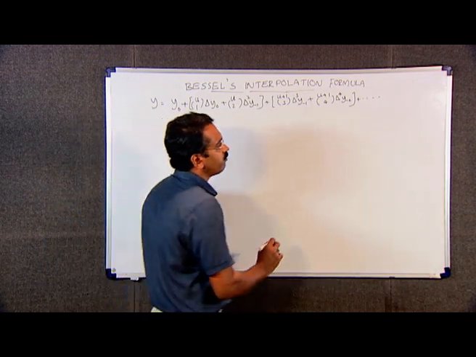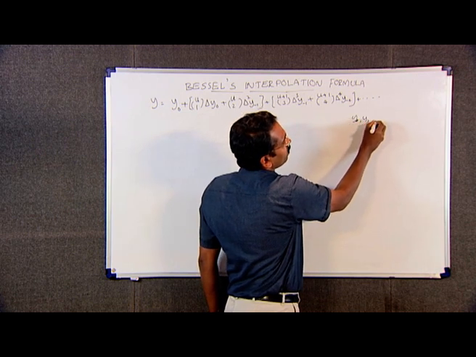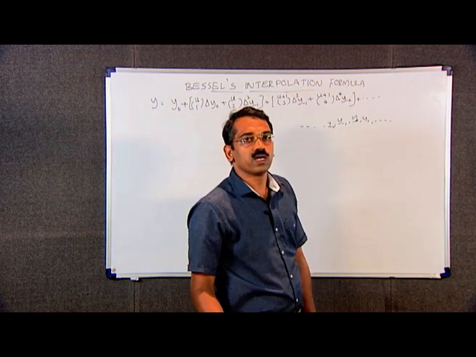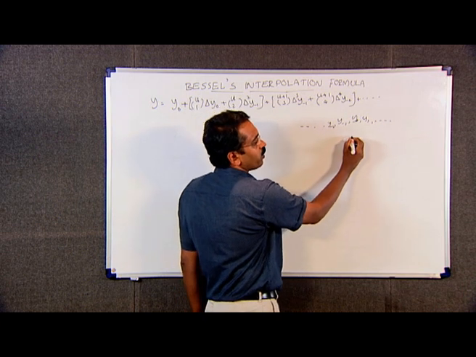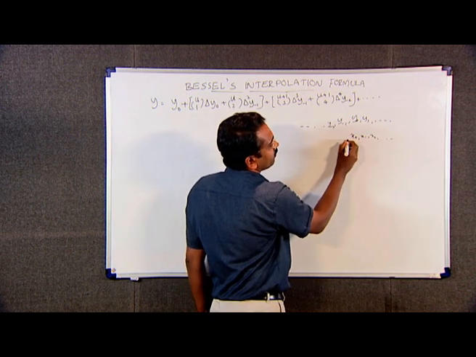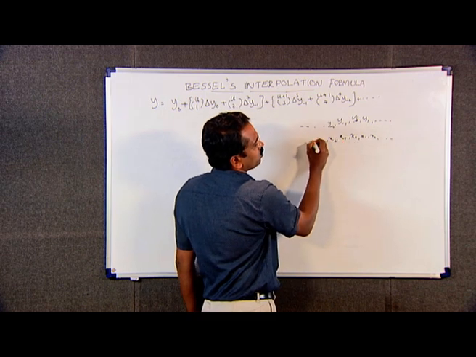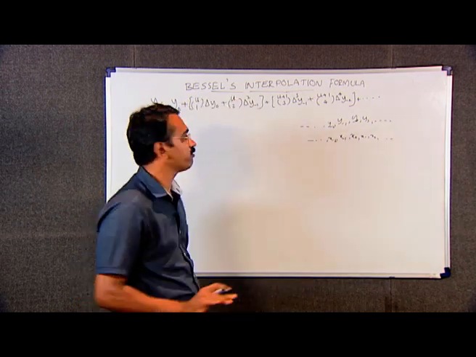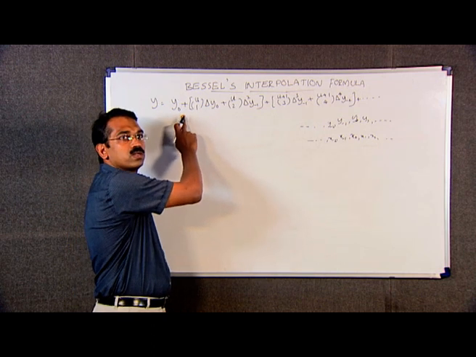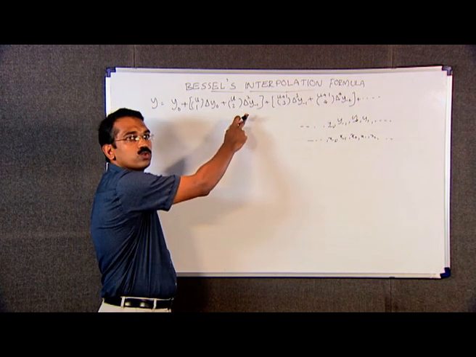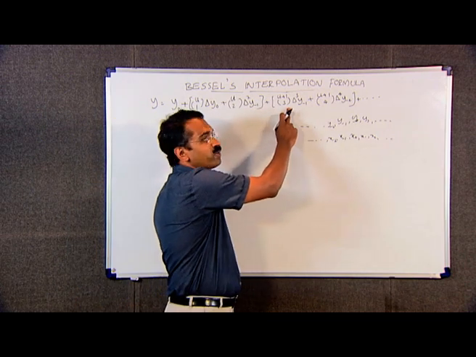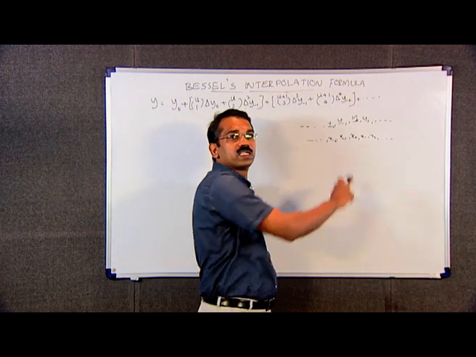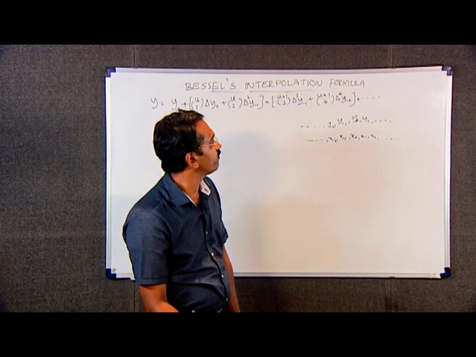Recall that if y0, y1, y2 etc. and y minus 1, y minus 2 etc. are the values of a function at equidistant points x0, x1, x2 etc. and x minus 1, x minus 2 etc., then by Gauss's forward interpolation formula we have y is equal to y0 plus u C1 into delta y0 plus u C2 into delta square y minus 1 plus u plus 1 C3 into delta cube y minus 1 plus u plus 1 C4 into delta raised to 4 y minus 2 plus etc.